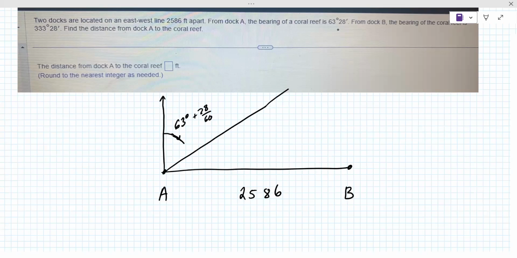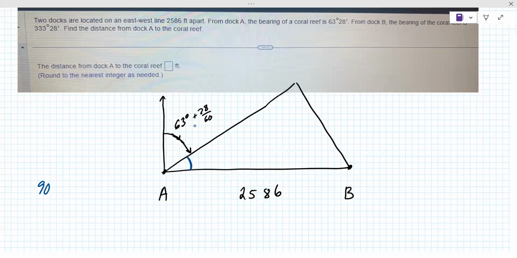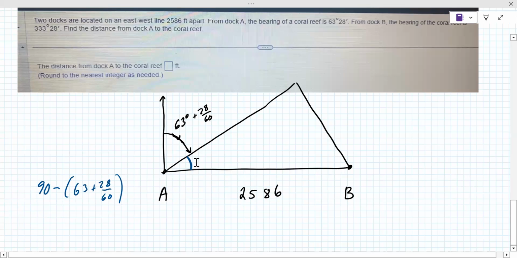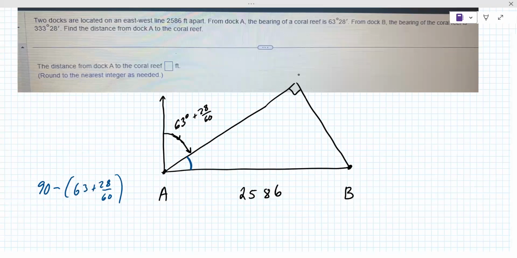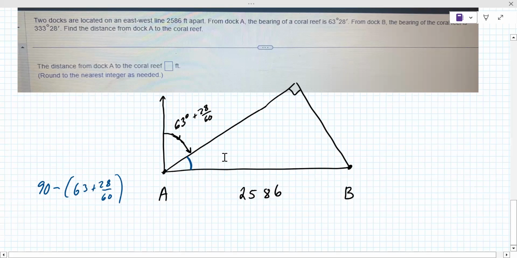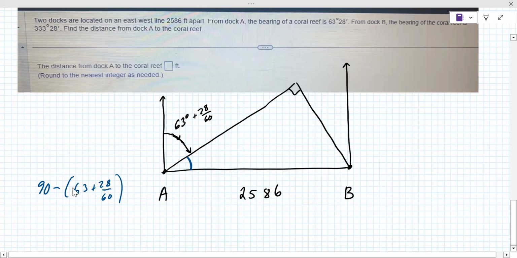Let me finish this drawing here. What that means, and what might be important for you, is to find this angle, and I'll put it in blue here. This angle in blue is 90 minus the 63 degrees and 28 over 60. That's the angle you actually want in the triangle. Oh, okay. I was wondering how they found that angle in the other one. Angle A is just 90 minus the 63. And then can I just divide 28 by 60 and make the minutes a degree? Yes, exactly.